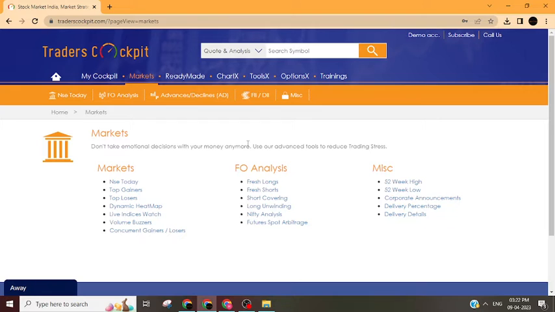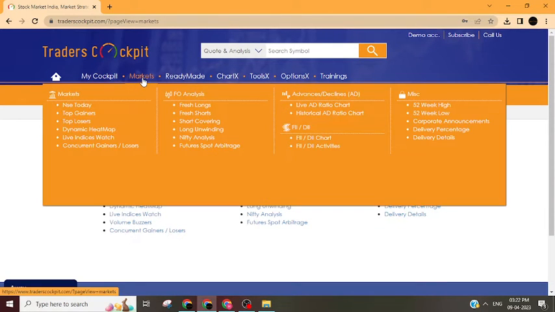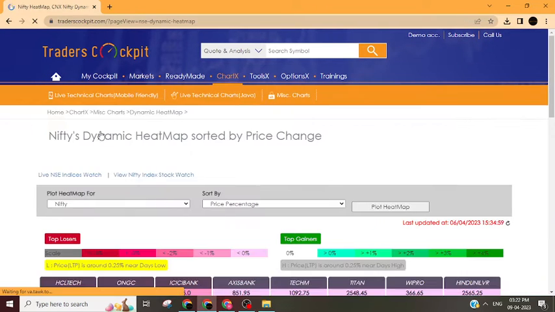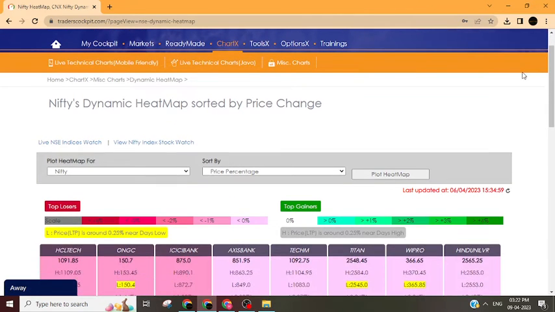When you log into the website, you will see this page. You have to go to the market segment and click on dynamic heat map. When you click on dynamic heat map, this page will open.